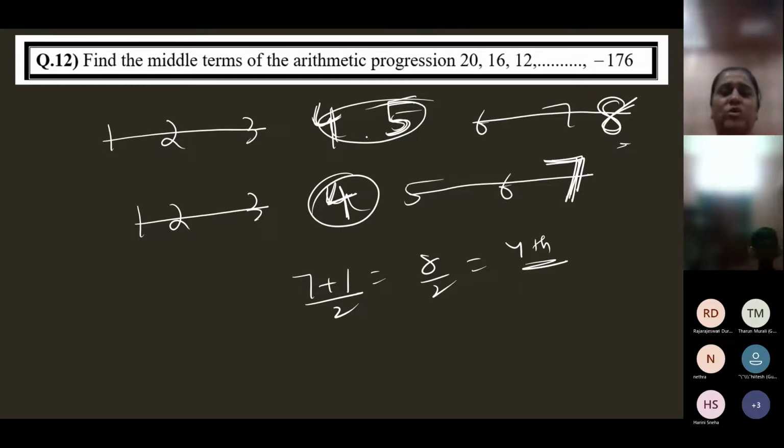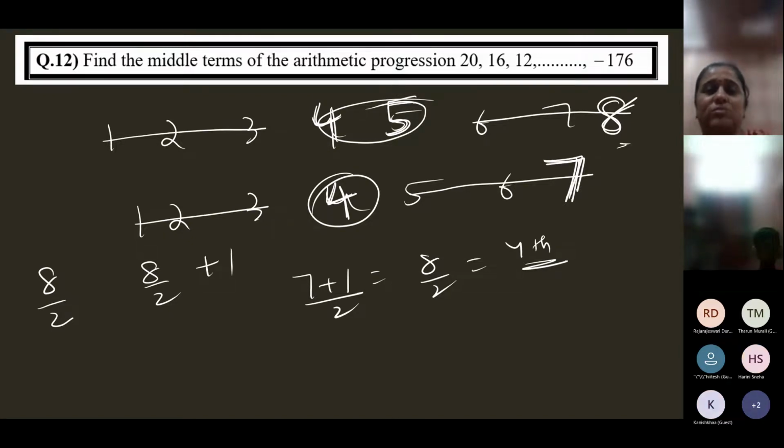So using 8, how will you get 4 and 5? 8 by 2 is 4. And how do you get 5? 4 plus 1 is 5. So 8 by 2 plus 1. How did you get 4? 8 by 2. How do you get 5? 8 by 2 plus 1.